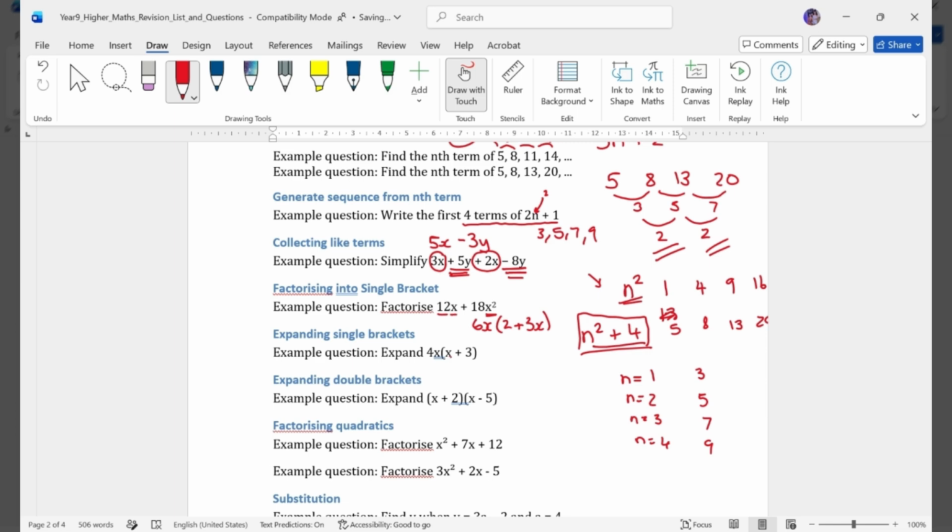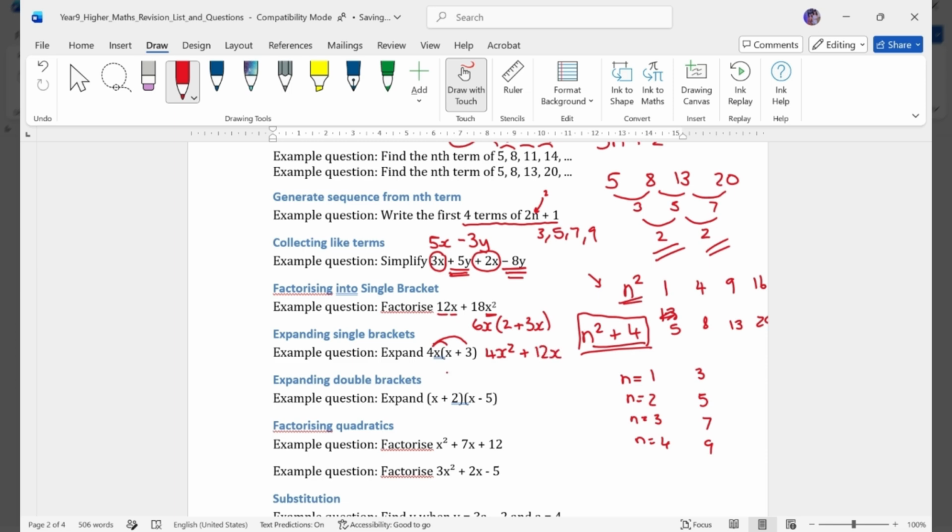So that's factorizing into a single bracket. Whereas expanding a single bracket, the opposite, involves doing the opposite. Instead of dividing and working out what you need, it's times-ing. So 4x times x is 4x squared, and 4 times 3 is 12 with the x there.